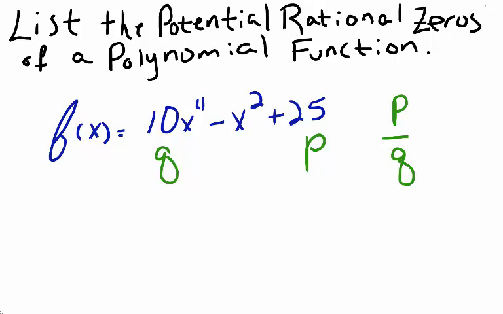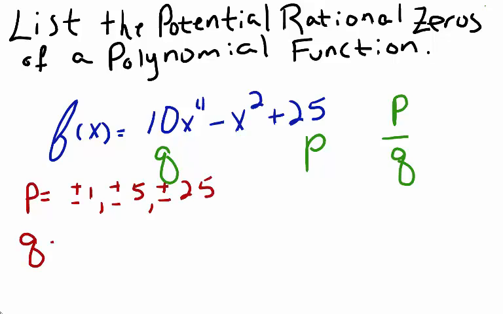So listing all of the factors of p, we have plus or minus 1, plus or minus 5, and plus or minus 25. Listing all factors for q, we have plus or minus 1, plus or minus 2, plus or minus 5, and plus or minus 10.